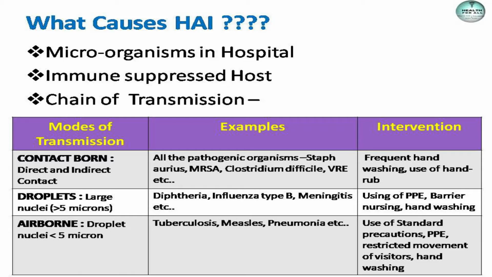Number 3 is airborne transmission. Any microorganisms whose nuclei are less than 5 microns in diameter are usually spread via air. We can call them airborne pathogens. Examples are tuberculosis, measles, pneumonia, etc. And how can we prevent it? Use standard precautions like PPE, restricted movement of visitors, hand washing, and proper decontamination, disinfection, and sterilization.